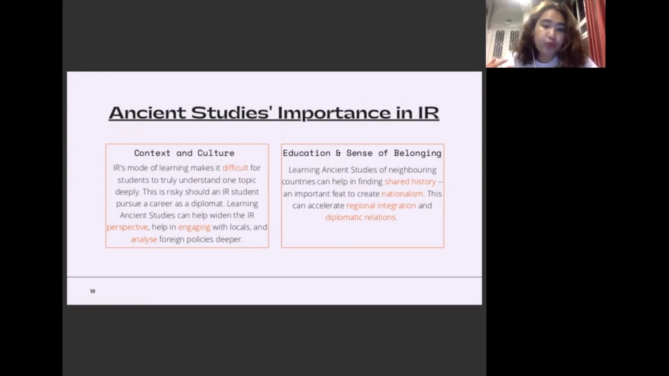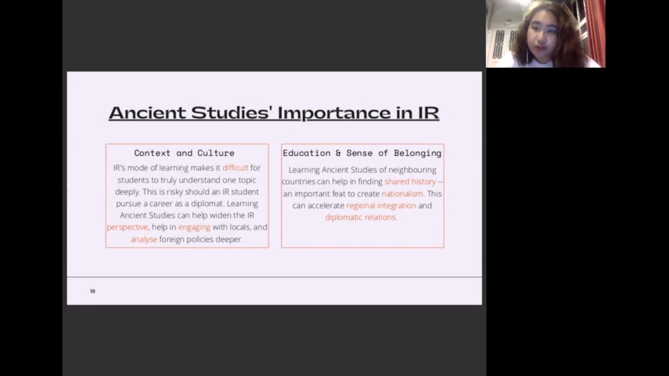Through ancient studies, it will be easier for IR students to understand the internal conflicts and decision-making process of a certain country. This understanding can also help in promoting a sense of belonging amongst communities. The thing about IR is that the subject scope is very, very wide. In order to do research, students would only take bits of information from numerous studies, not bothering to deeply comprehend the core of what they are actually studying.